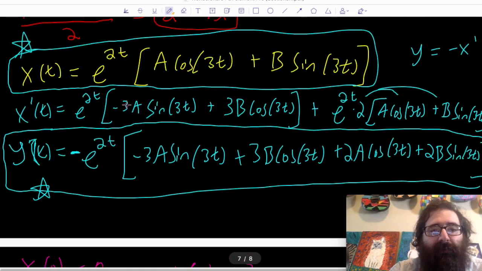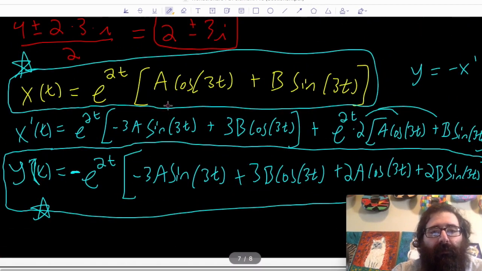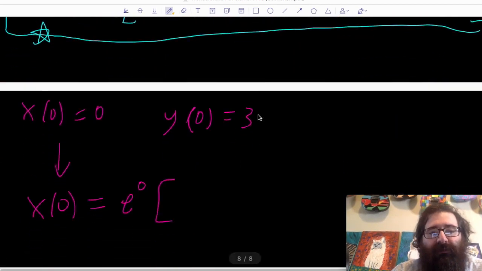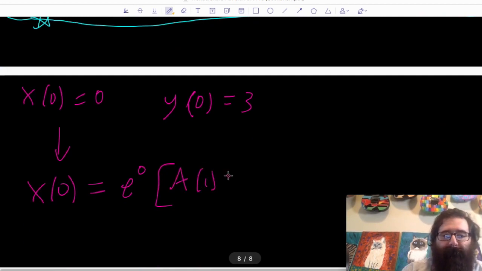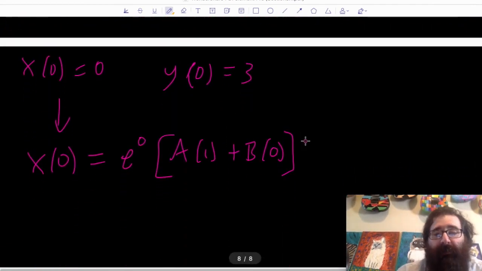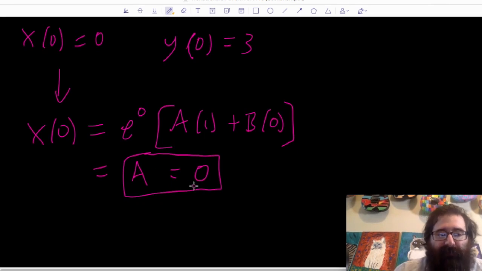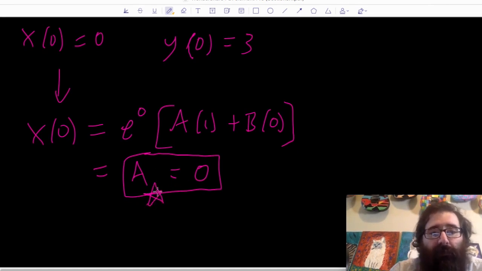And what do we get? We get e to the 2 times 0, which is e to the 0. And then in the parentheses, we get a times cosine at 0, which is a times 1, plus b times sine at 0. And sine at 0 is just 0. So we can clean this up. E to the 0 is 1. And then a times 1 is a, and then b times 0 is 0. So all that we get is a, and a is equal to 0. So that's giving me the value for my first unknown coefficient.